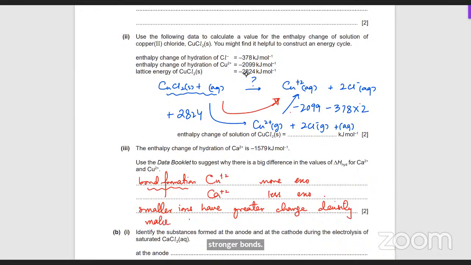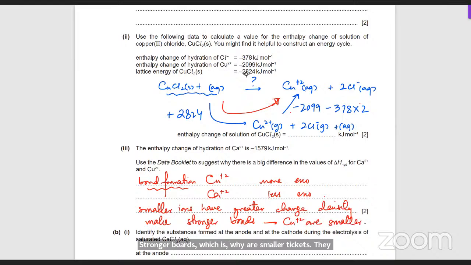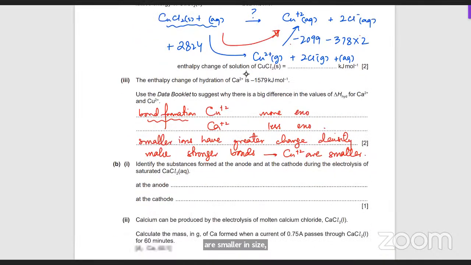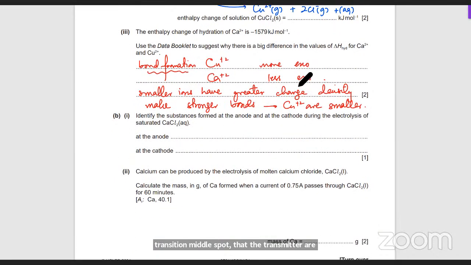And they make stronger bonds, which is why copper ions are smaller. ठीक है? They are smaller in size. Data booklets, you're going to quote the values that they are smaller in size. अगर transition metals पता है, तो transition metals are, remember, always smaller in size. So which is why that's more exothermic.